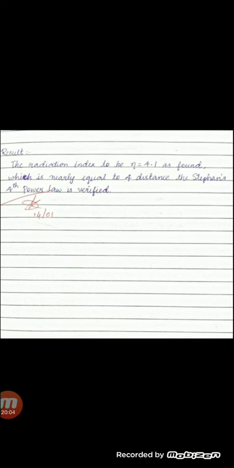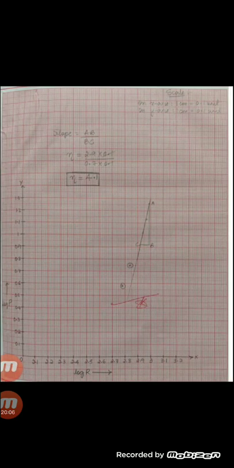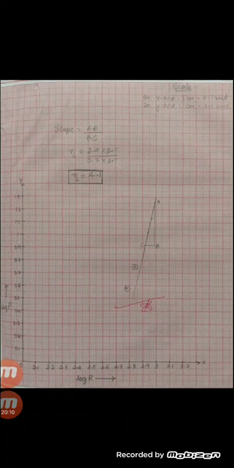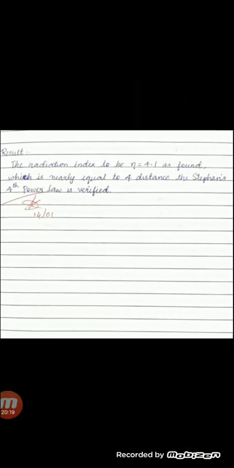So when the radiation index is equal to 4, you can see the value of 4. Your seniors have done it like this. When the radiation index value is found to be 4, hence Stefan's law is verified. So you can write the result: the radiation index is found to be n equals 4, which is nearly equal to 4, therefore Stefan's fourth power law is verified.